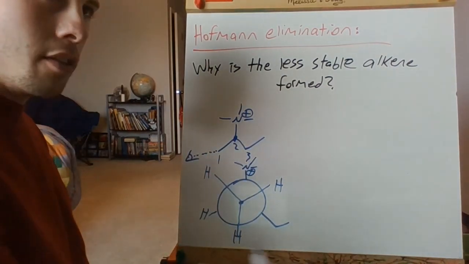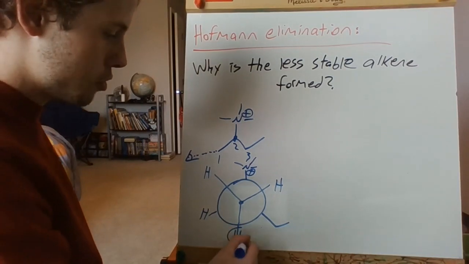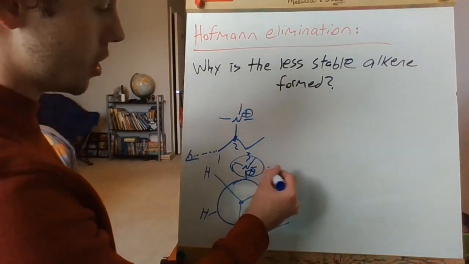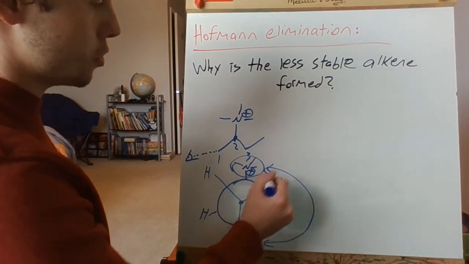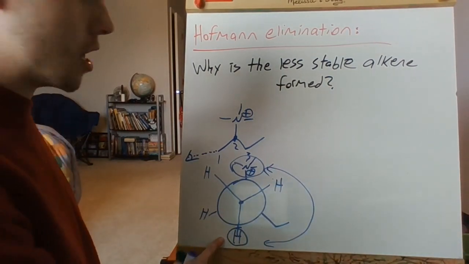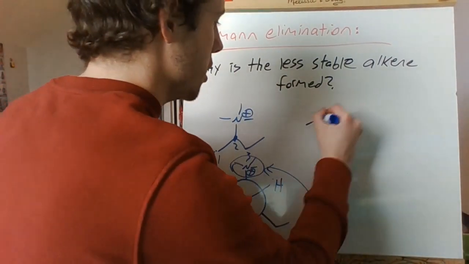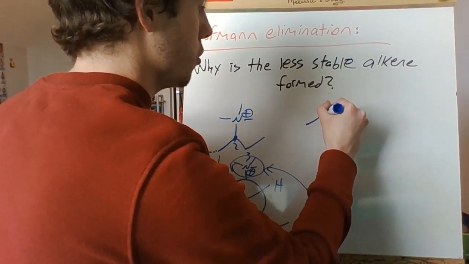So you can see that in this Newman projection, we have a hydrogen that is anti to our leaving group. So remember, this is 180 degrees. And so we can easily pull off this proton to eliminate this leaving group. Now I'm going to redraw it over here so it's easier to see.